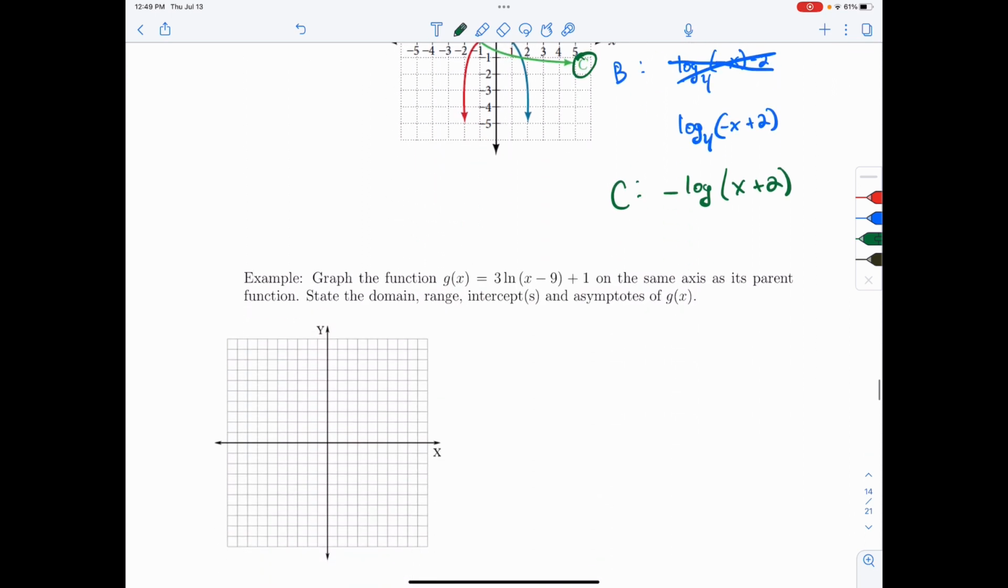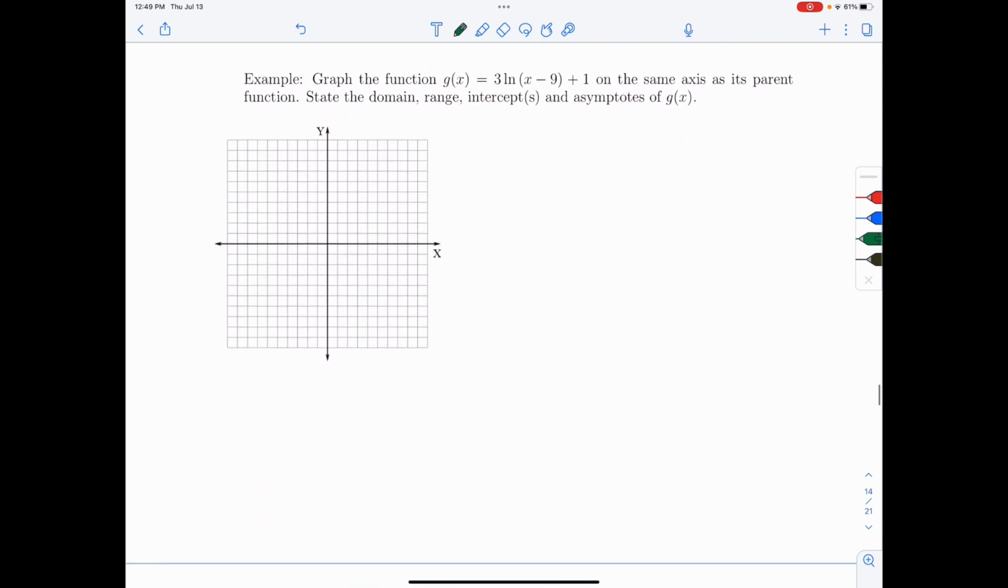All right, and then one last example. Graph the function g of x equals 3 ln(x minus 9) plus 1 on the same axis as its parent function. State the domain, range, intercepts, and asymptotes of g of x. Okay, so we'll say f of x is the parent function. And that's just going to be ln of x, which means, remember, log base e of x.